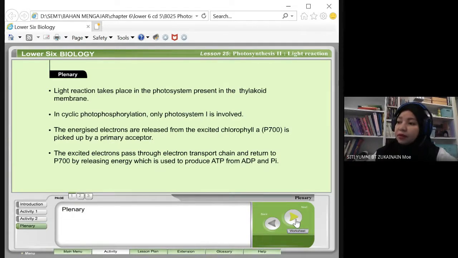Okay, what else? About chemiosmosis in chloroplast. Energy is released as electrons flow through the electron carriers.